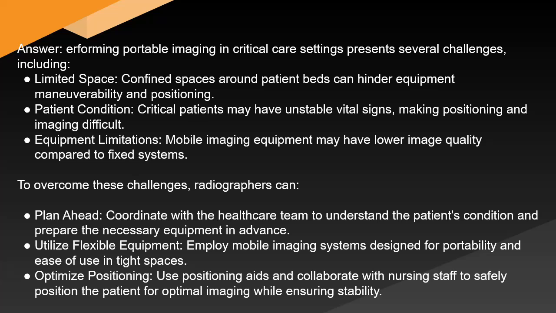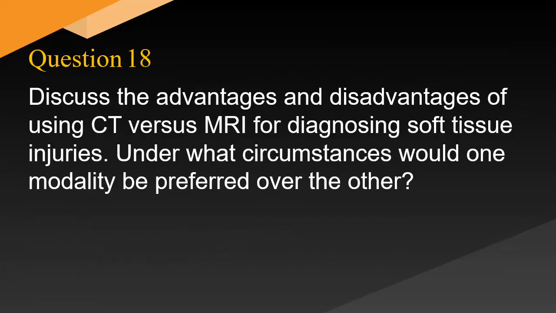To overcome these challenges, radiographers can plan ahead, coordinate with the healthcare team to understand the patient's condition and prepare the necessary equipment in advance; utilize flexible equipment, employ mobile imaging systems designed for portability and ease of use in tight spaces; optimize positioning, use positioning aids and collaborate with nursing staff to safely position the patient for optimal imaging while ensuring stability. Discuss the advantages and disadvantages of using CT versus MRI for diagnosing soft tissue injuries.